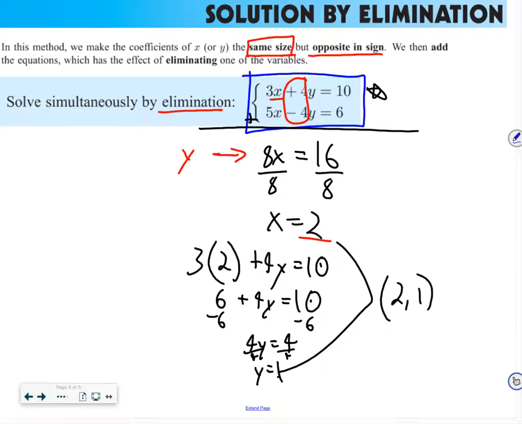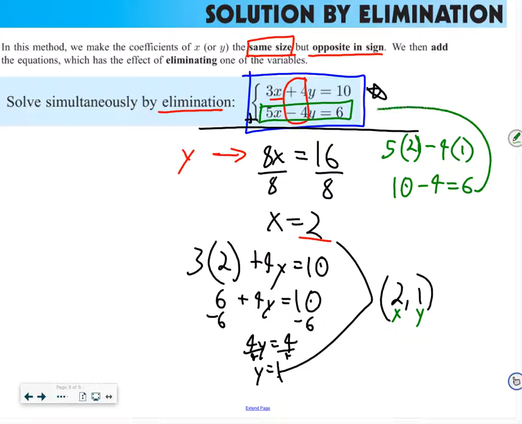To check my answer, I'm always going to plug it back into the equation I didn't use to find my y value. So 5x minus 4y. So as I substitute those in, I do 5 times 2, which was my x, minus 4 times my y, which is 1, and see what it's going to be equal to. 5 times 2 is 10. 4 times 1 is 4, so I get minus 4. This is equal to 6, and that's the same as this. So check. I've verified that this is indeed my solution.